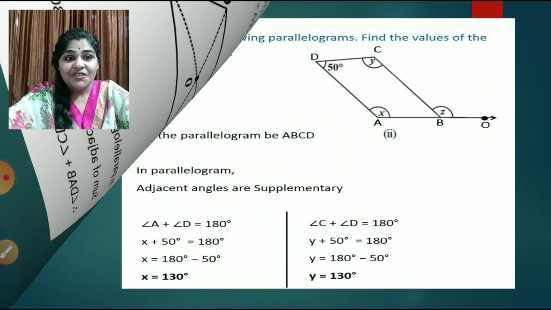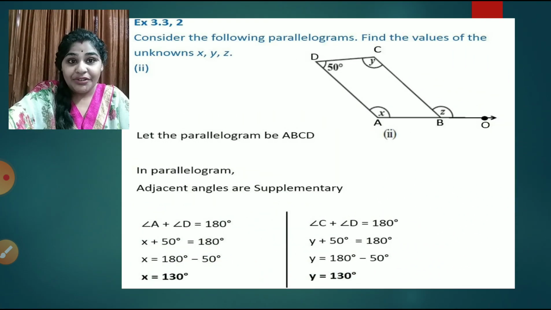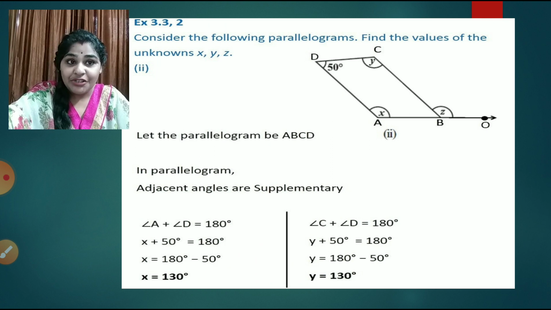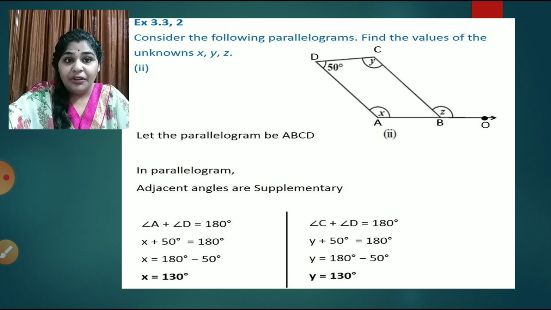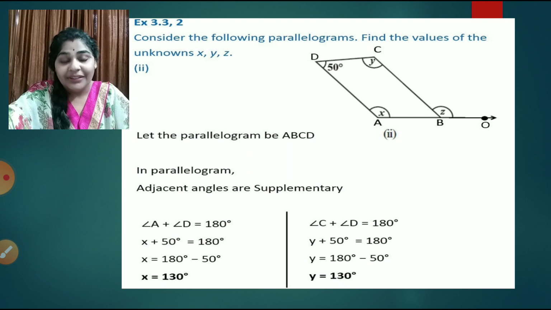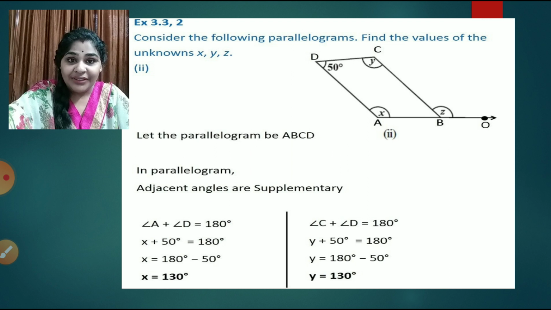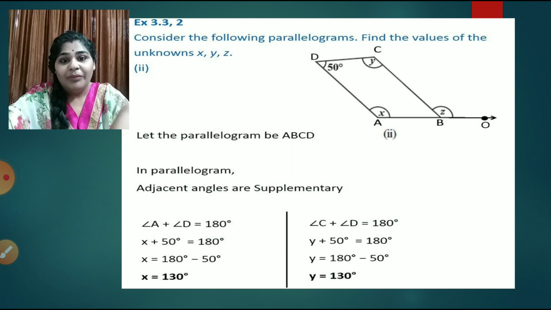So let us proceed now, children. This is exercise 3.3, question number 2. Now consider the following parallelograms. A few parallelograms will be given to you. Find the values of unknown x, y and z. A few angles are unknown in the given parallelogram and the angles are named x, y and z. You have to find the angles using the properties, obviously. Okay, so let us begin.